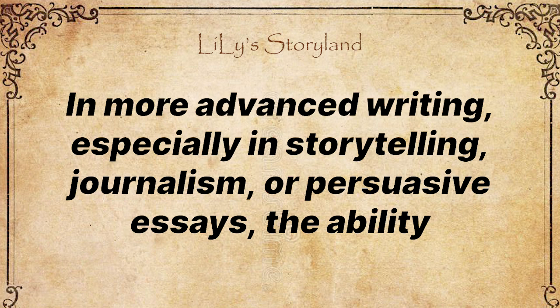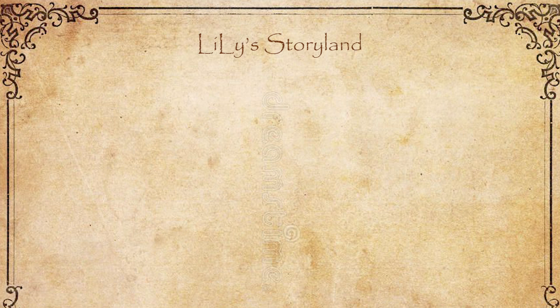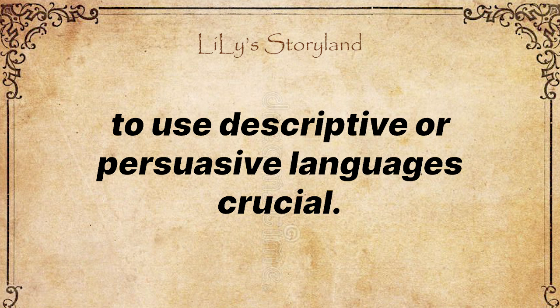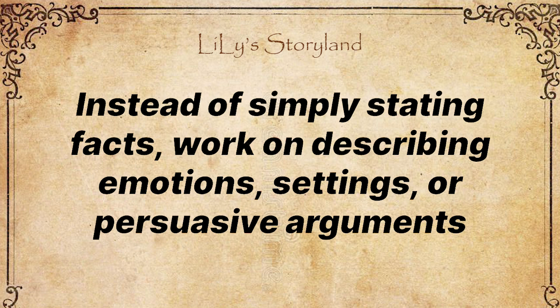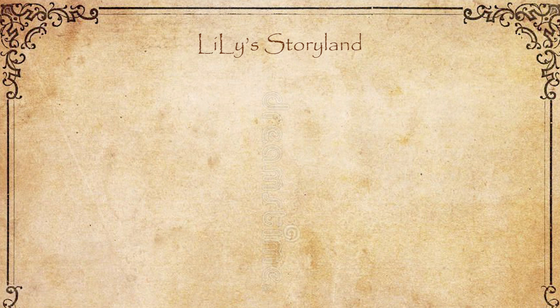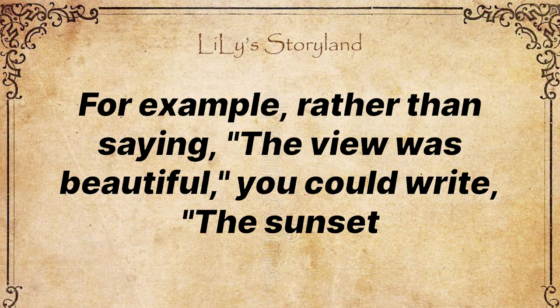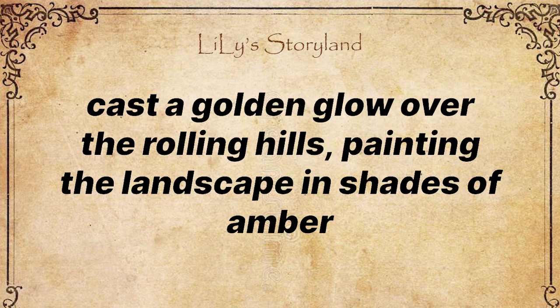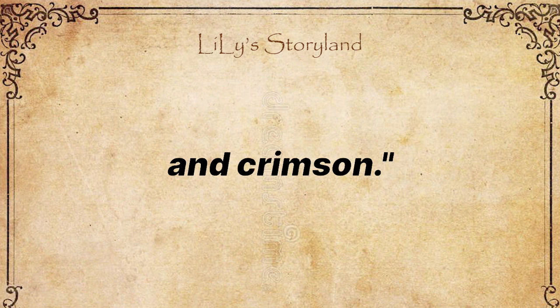Descriptive and persuasive language. In more advanced writing, especially in storytelling, journalism, or persuasive essays, the ability to use descriptive or persuasive language is crucial. Instead of simply stating facts, work on describing emotions, settings, or persuasive arguments in more vivid detail. For example, rather than saying, "the view was beautiful," you could write, "the sunset cast a golden glow over the rolling hills, painting the landscape in shades of amber and crimson."